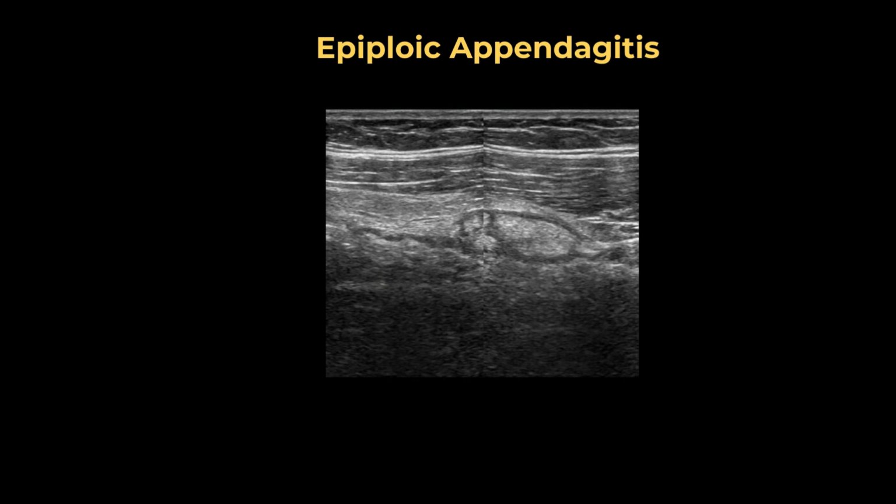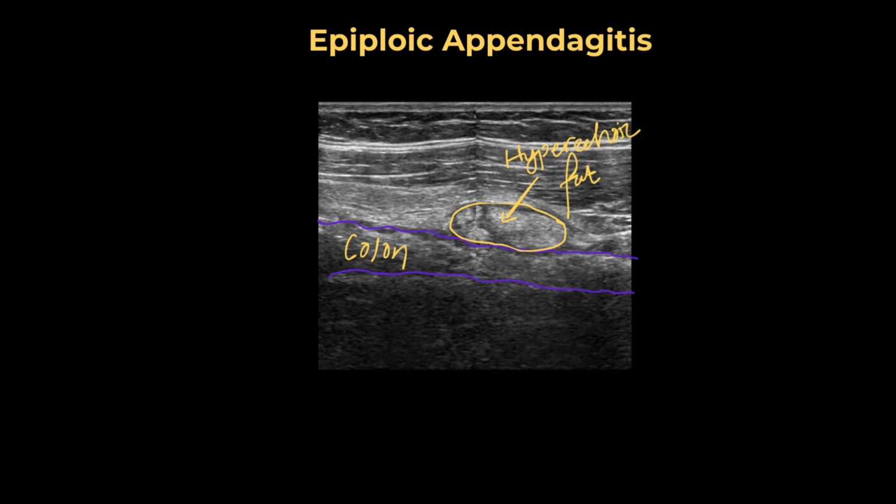This condition presents with sudden, localized abdominal pain. It is usually in the right or left lower abdomen. The patient often looks well and has no fever or major lab changes. A key clue is strong point tenderness over a fixed fatty mass. A key finding is the hyperechoic nut. This is an oval fatty mass, usually 1 to 4 centimeters in size. It is attached to the outer surface of the colon. It does not move with pressure or breathing.